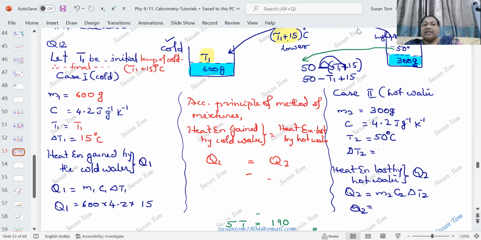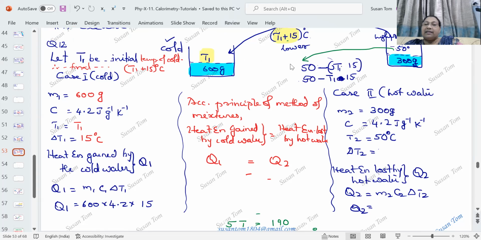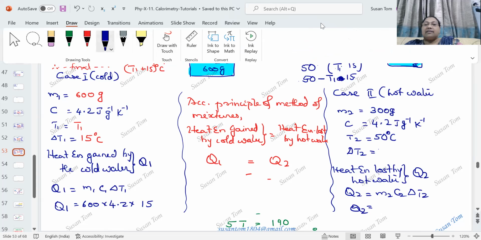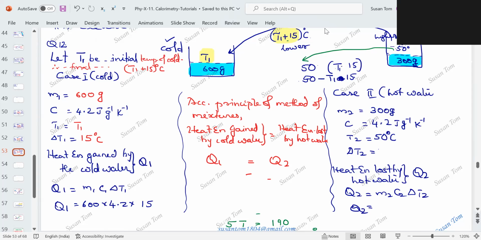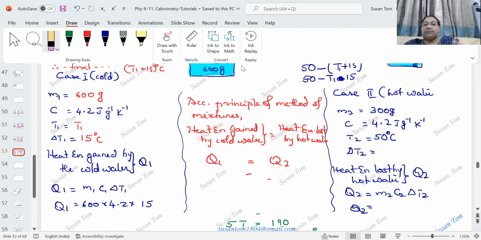Sorry, this was plus. This plus will become minus now here. Earlier what I did was correct. So I'll do it again. 50 minus what is inside the bracket? T1 plus 15. This is T1 plus 15. This 50 minus T1 plus 15. Is it clear now?